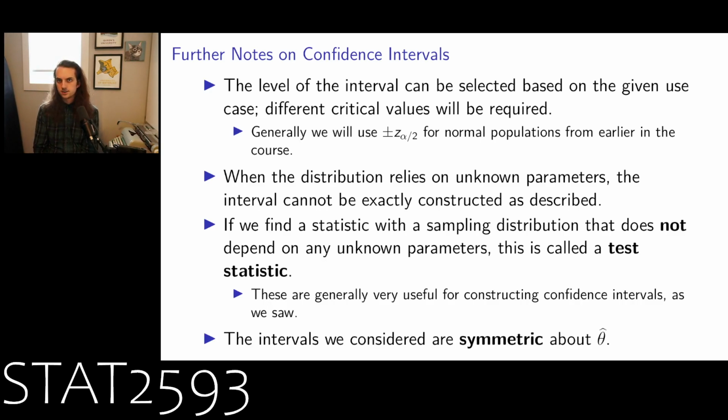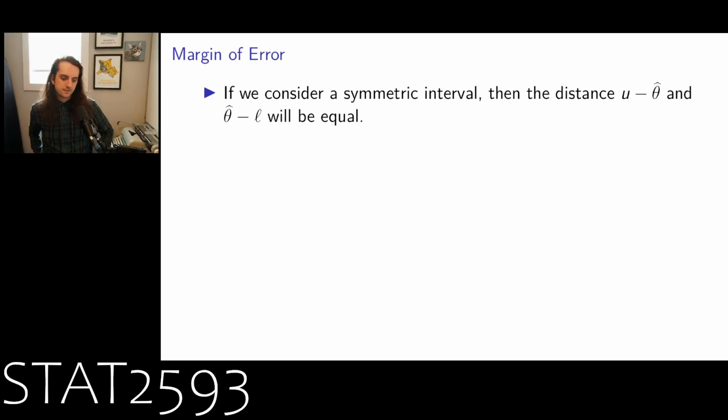We're going to consider confidence intervals mostly that are symmetric around our point estimate. They don't have to be. You could have shifted it so that it's not symmetric, but generally we're going to want them to be symmetric around the point estimate. Now, the final topic to consider with relation to confidence intervals is the idea of margin of error. If we have a symmetric confidence interval, then the distance from the upper bound to theta hat, or from theta hat to the lower bound, is going to be equal. That's what we mean when we say it's a symmetric interval.